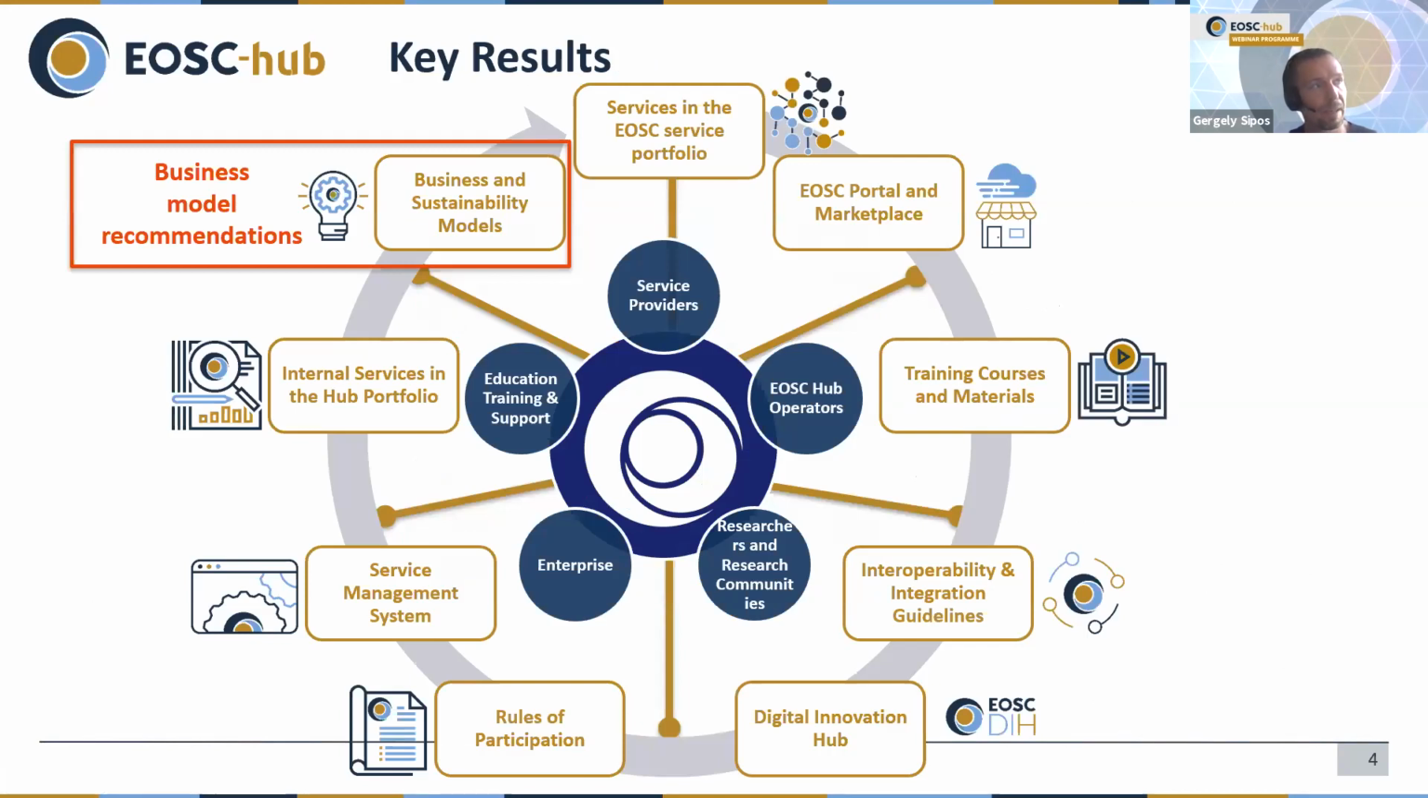The project delivered 9 so-called key exploitable results, which are shown in the outer circle on this slide. This webinar program, which was started recently by the project, will go through roughly these topics, with the first webinar today focusing on business and sustainability models. Other webinars in the future will talk specifically about the EOSC portal, marketplace, how to join services through that, about different integration guidelines, about engagement with industry through the Digital Innovation Hub, rules of participation as service provider, or the service management system, which is used for the certification of providers.